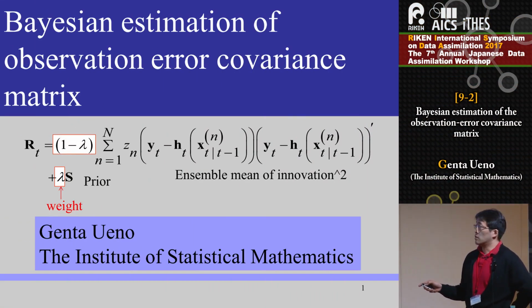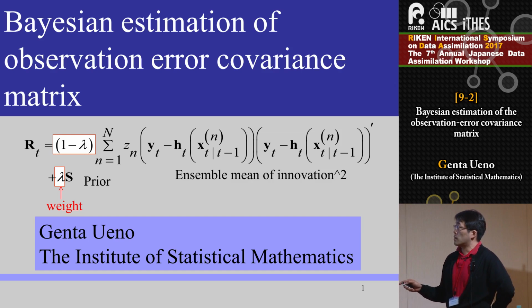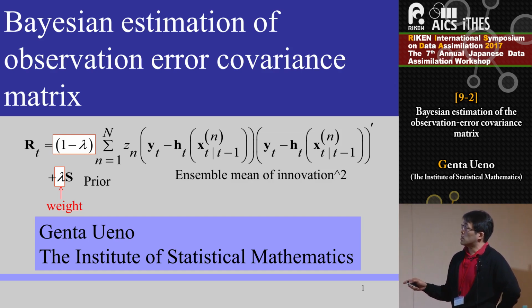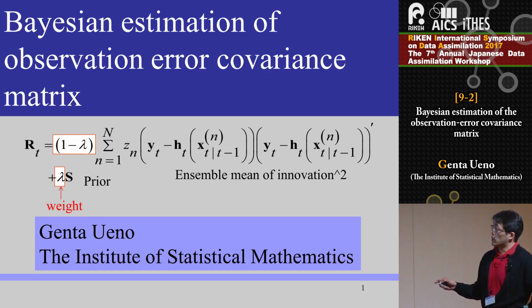This slide shows the result of my talk today. Optimal R should satisfy this equation. It means R should be a linear combination of two terms. The first one is the ensemble mean of innovation squared. The second term is the prior covariance matrix. These two terms have coefficients 1 minus lambda and lambda. Lambda is the weight for the prior covariance matrix. 1 minus lambda is the weight for the ensemble mean of innovation.